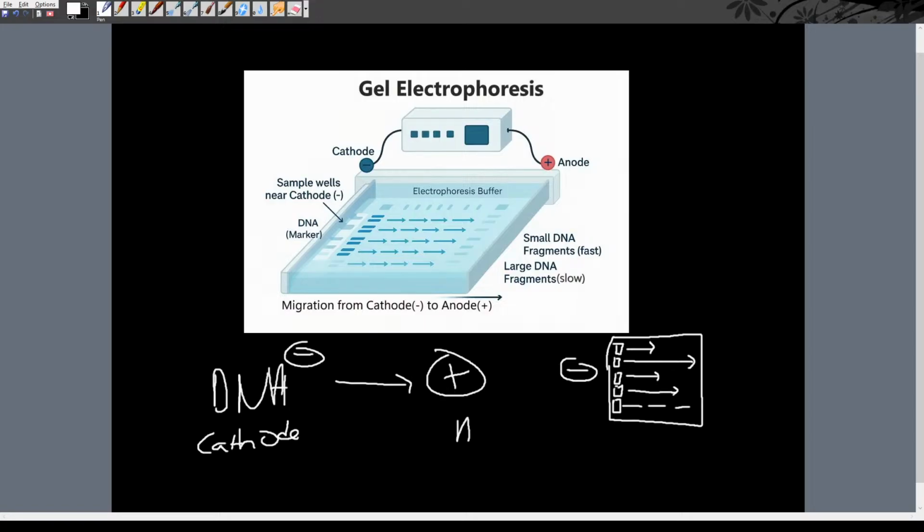So just to ask yourself this question, what would move farther? Smaller DNA fragments or larger DNA fragments? Right, so I'm not going to tell you the answer. You can go back into this if you want to really know, but just know that. What moves farther, larger or smaller DNA fragments?